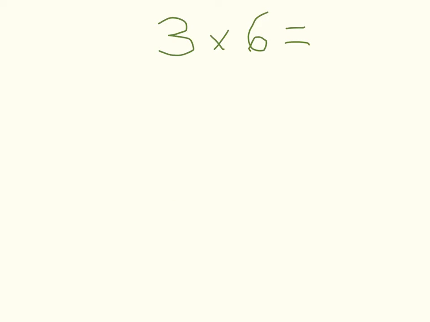Alright, so on this one we're going to practice drawing the array using the multiplication sentence that we have up top, which is 3 times 6. So first thing we're going to do is look at the first number, which is a 3, and we're going to make 3 rows going across. So here is my first row that I'm going to have going across, here is my second row, and here's my third row.